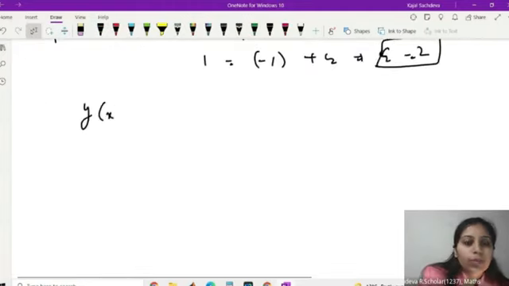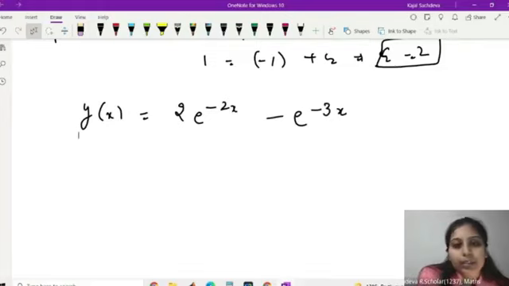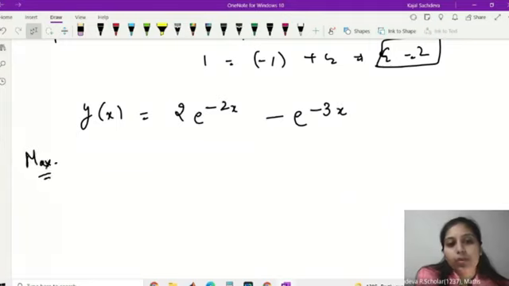We have y of x is equal to 2e raised to power minus 2x minus e raised to power minus 3x. So in this question, they have said find the maximum value, or at what point we get the maximum value. For what value of x we get the maximum value of this function. So this is the function of x, and we know the second derivative test.